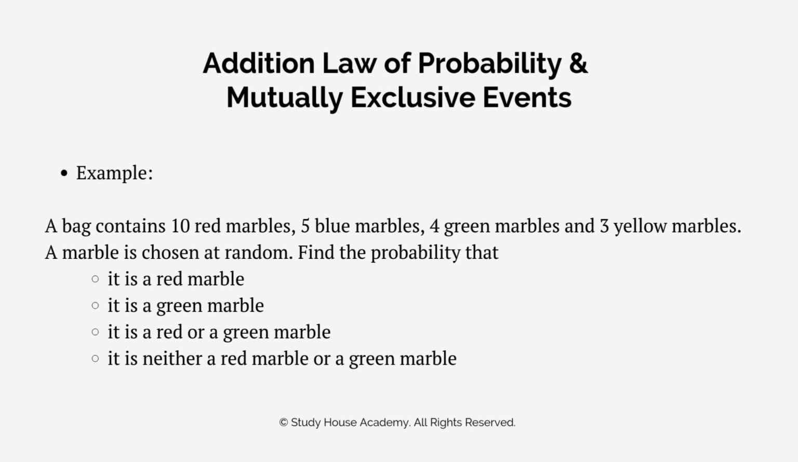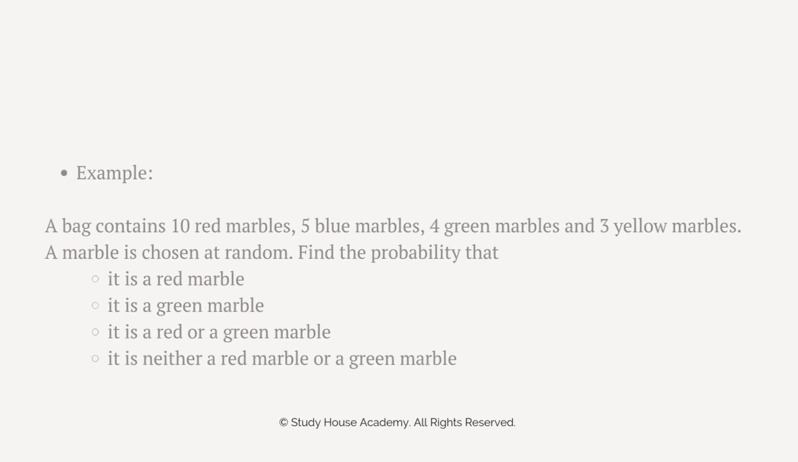Example: a bag contains 10 red marbles, 5 blue marbles, 4 green marbles, and 3 yellow marbles. A marble is chosen at random. Find the probability that it is a red marble. It is a green marble. It is a red or a green marble. It is neither a red marble nor a green marble.